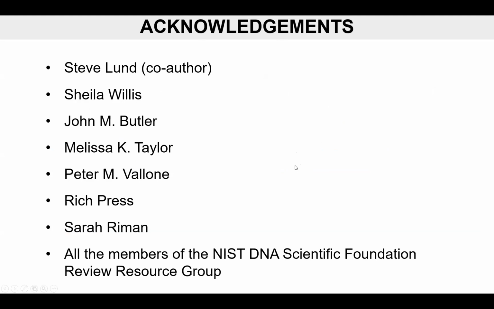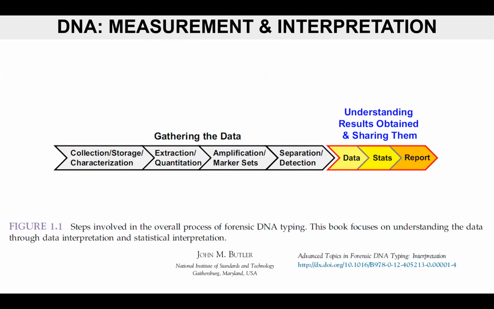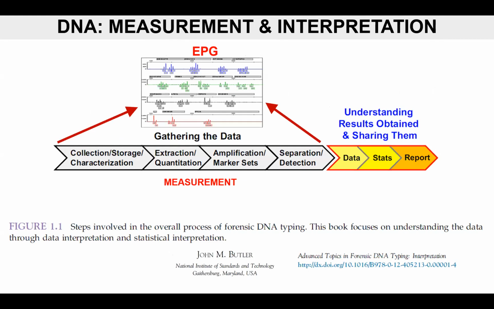So DNA measurement and interpretation is a complex process consisting of many steps. The first part involves gathering data, extraction, quantitation, etc. I would call that the measurement step, which results in an electropherogram or EPG. And that information from EPGs is used to invoke probabilistic models, and you come up with an interpretation or some measure of the probative value of the evidence.